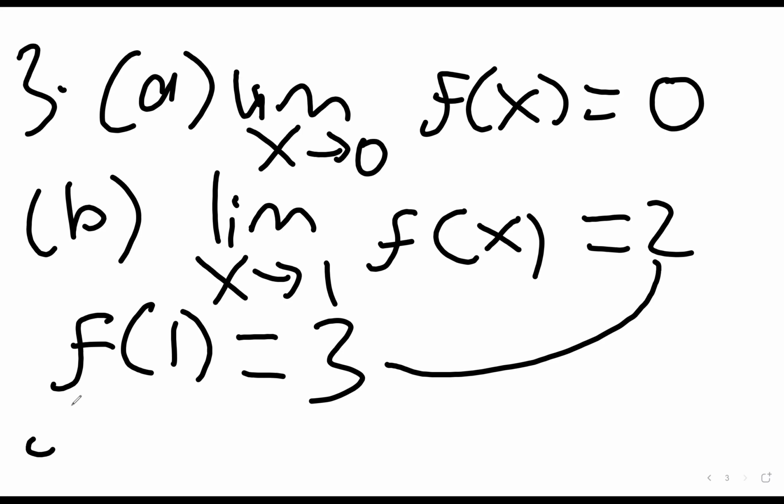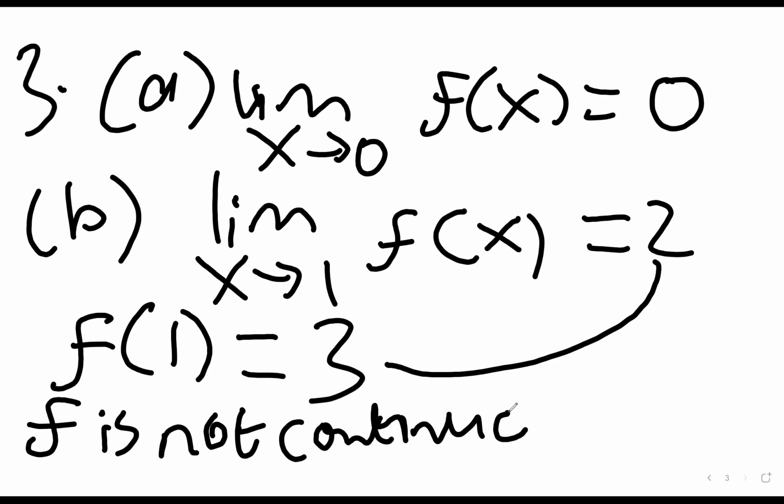Then the conclusion will be f is not continuous at x equals 1. Okay. So here you see that the limit of the function at a certain point is irrelevant to the value of the function. However, if the value of the function coincides with the value of the limit, then we say that the function is continuous. Otherwise, the function is not continuous, or discontinuous, at that point.